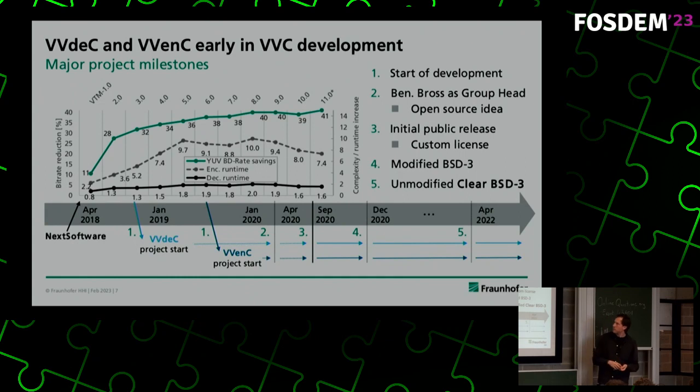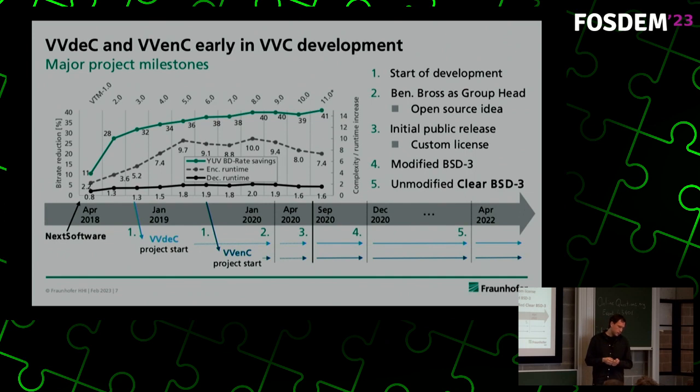And you can see there in the graph how the VTM was developing over time with regards to the gains over HM, with the encoding time and decoding time. And here you can also see how we started our implementation projects from VTM. So from VTM 3.0, super early, we already started work on the VVdeC. And then from VTM 6.0, we started the work on VVenC.